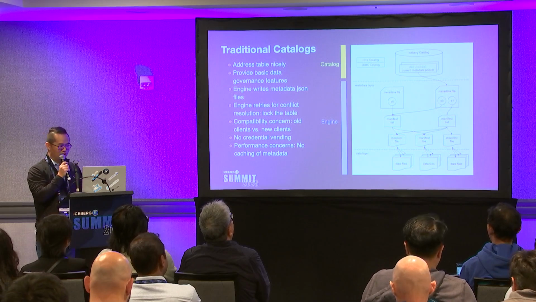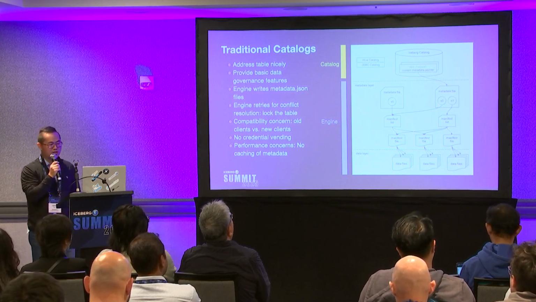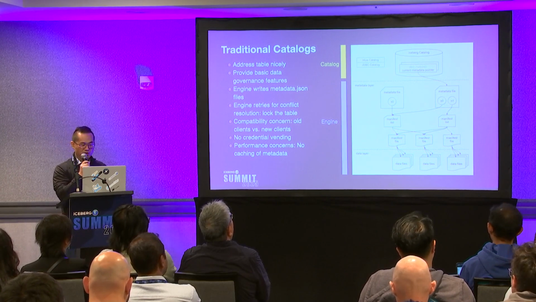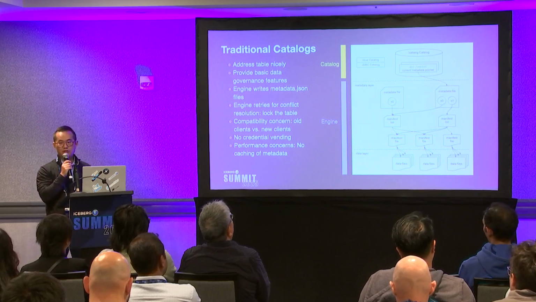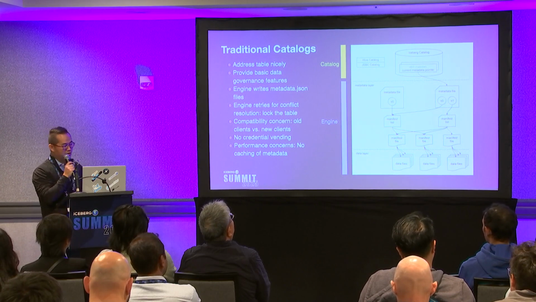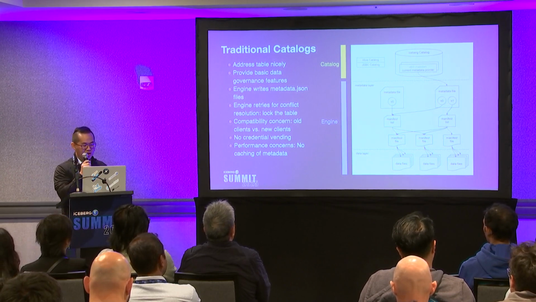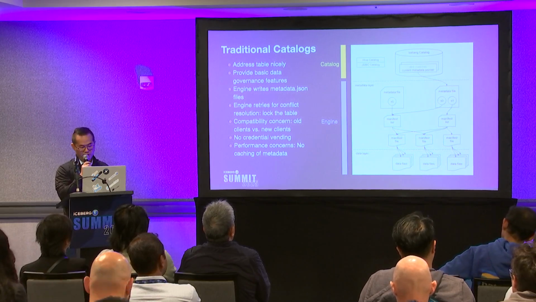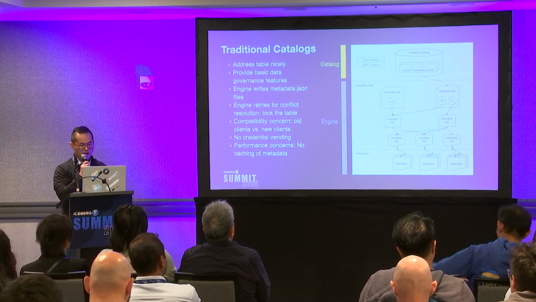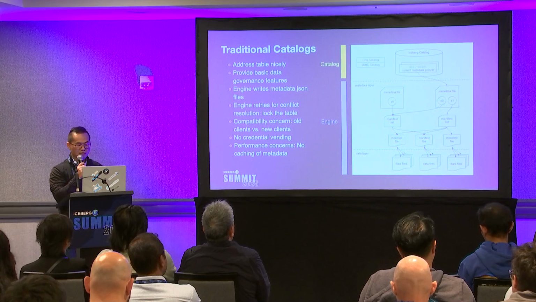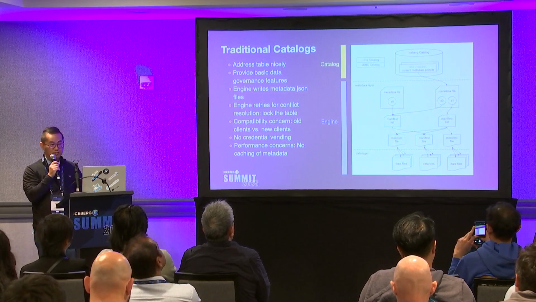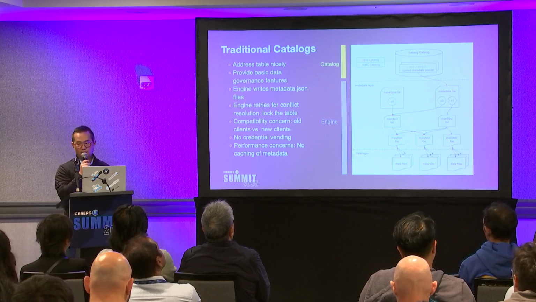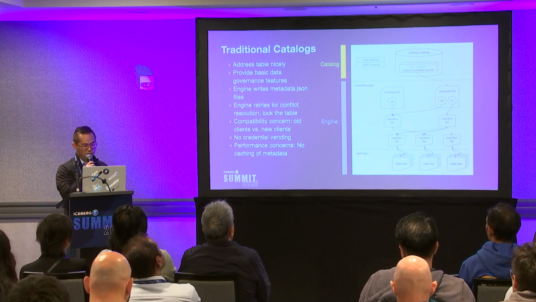You can use db1.table1 to address your table. And it provides very basic data governance features, like catalog-level, HMS-level access control, right? And as you can see, the engine still writes everything for the Iceberg table, including version files. In case of any conflicts when you have simultaneous writing to that Iceberg table, the engine is in charge of the retry for all these conflict resolutions.